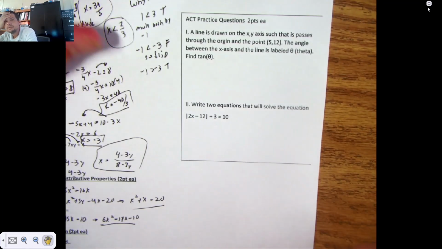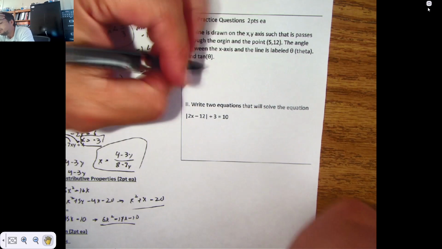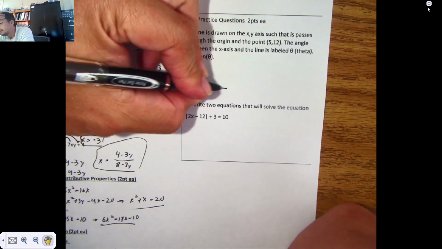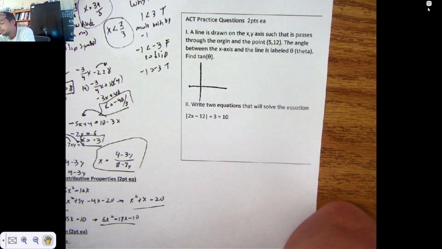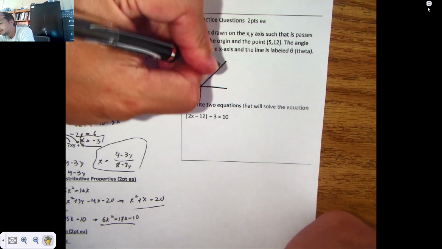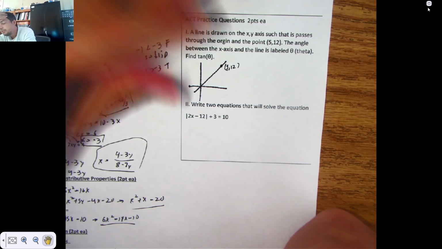All right, these are the ACT questions. A line is drawn on the XY axis such that it passes through the origin and the point 5, 12. So if you're not drawing the XY axis, are you even trying? A picture is legit worth 1,000 words. There's two ways of doing this.